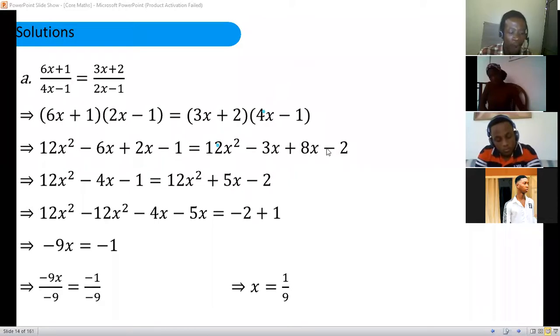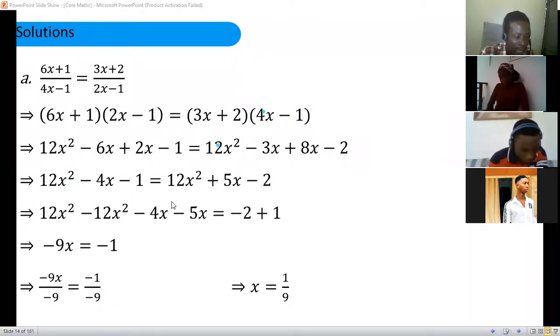Then minus 2 at the right hand side of the equation is not having any like term here. It also remains minus 2. So in all, we're going to have 12x squared minus 4x minus 1 is equal to 12x squared plus 5x minus 2. Then from here, we group like terms. Grouping like terms, you group all the x's to one side.